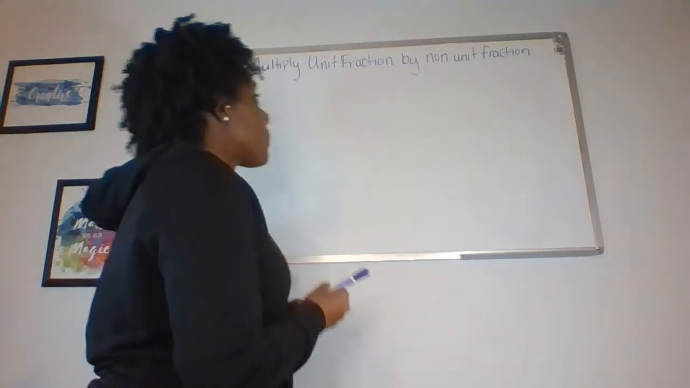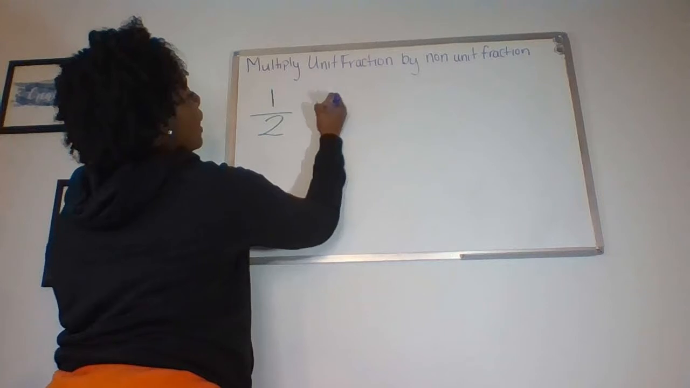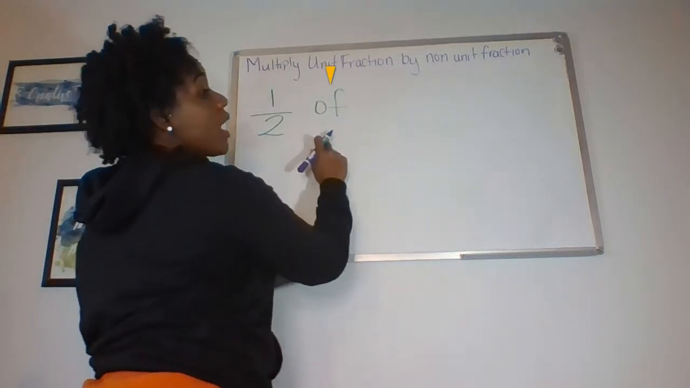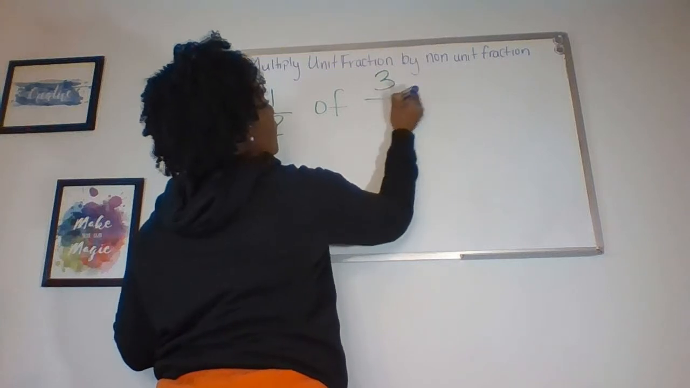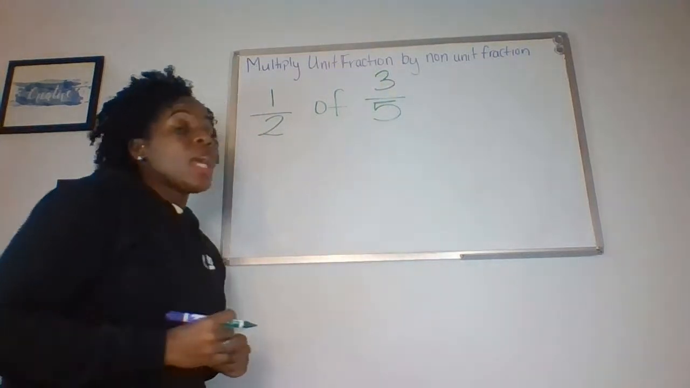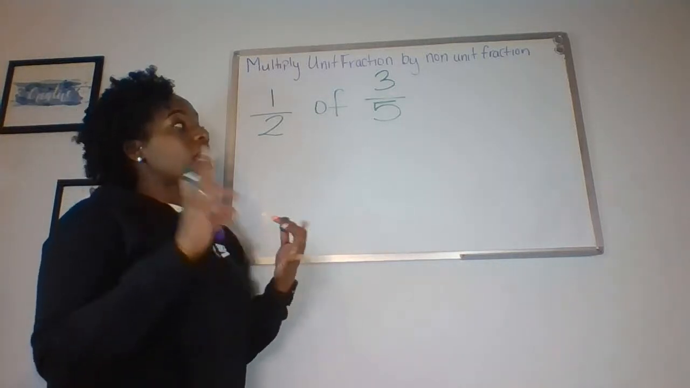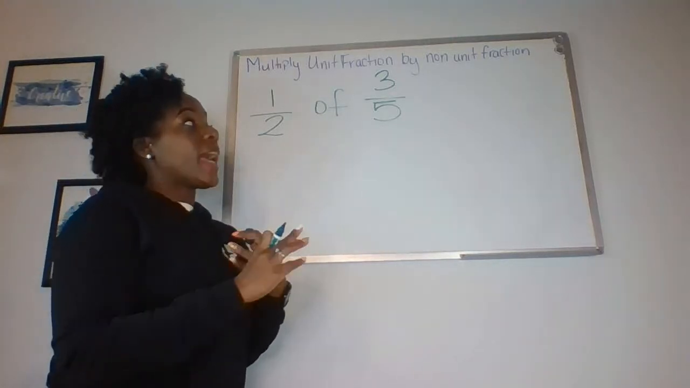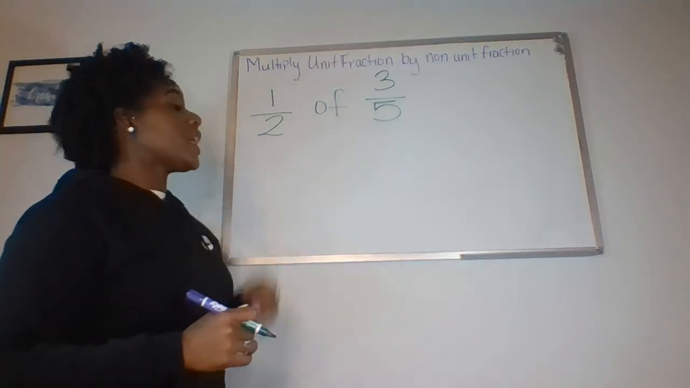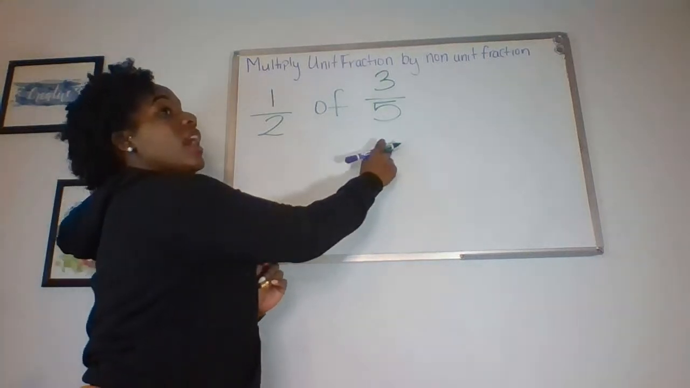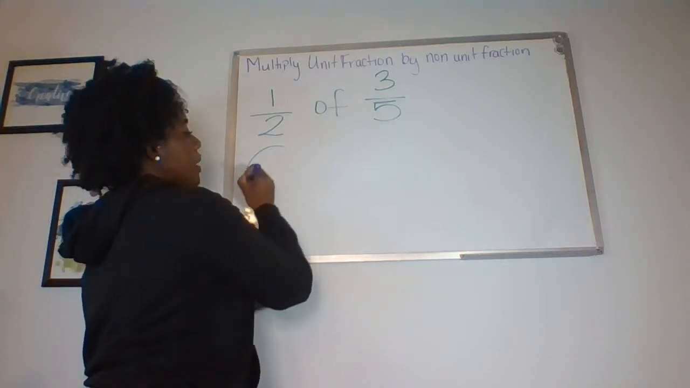So for example, here we have, let's say, 1/2 of, remember that the word of means multiplication, 1/2 of 3/5, okay? And the other day, we were taught how to model it on the number line, the circle, and the rectangle. So we're going to do the same thing. Here, we're going to take 1/2 of 3/5. I'm going to use my 3 demonstrations to show this.